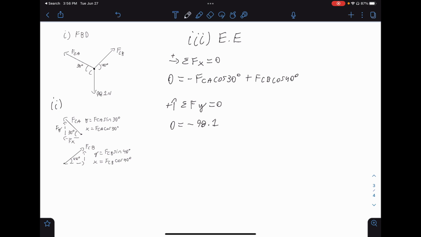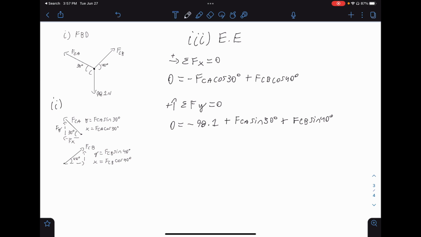Let's go to step 2. Our y component for FCA is positive FCA times sine 30 degrees. And our y component for FCB is positive FCB times the sine of 40 degrees.